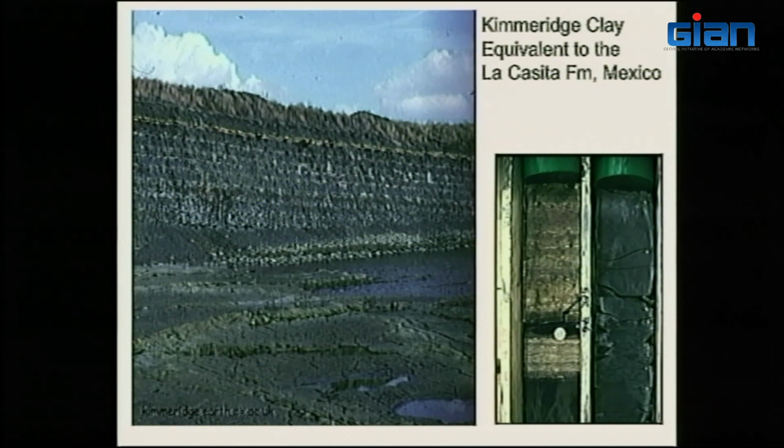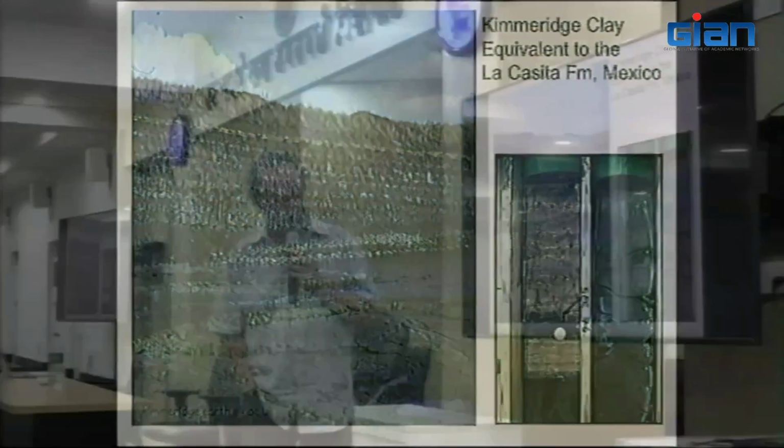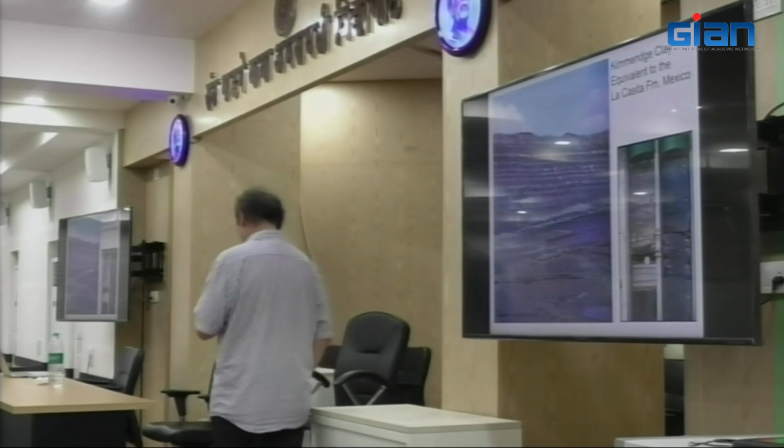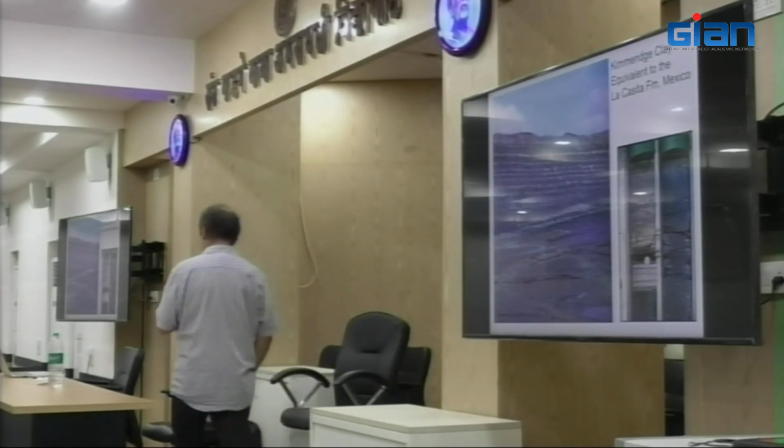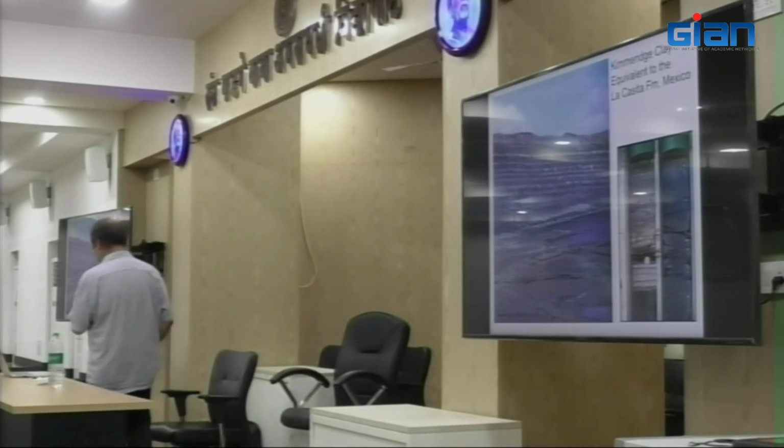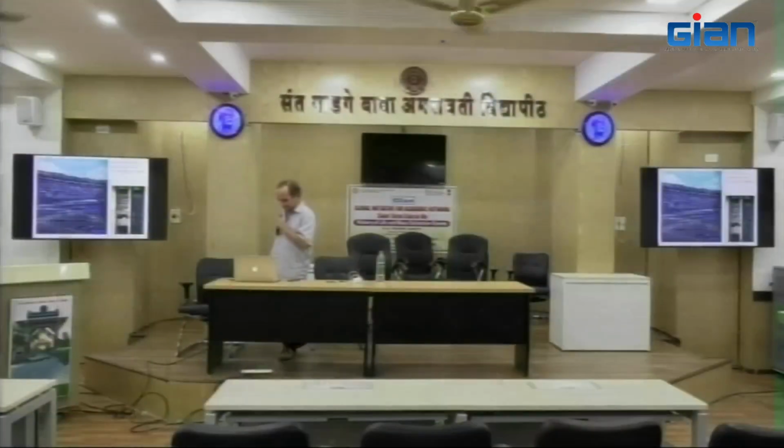Another very nice black shale deposition. These are the Kimmeridge clays, as the name is indicating. The Kimmeridge clays have been deposited in England, but also in Mexico, in Siberia. And this is an end-Jurassic black shale deposition, which led to a huge petroleum province, like in Mexico.